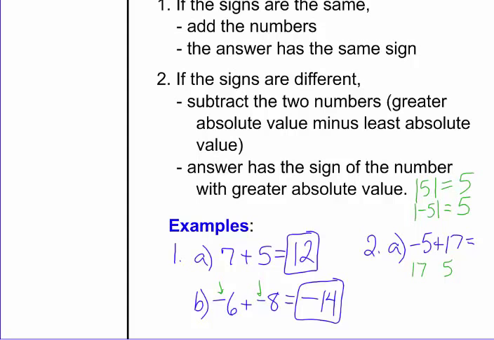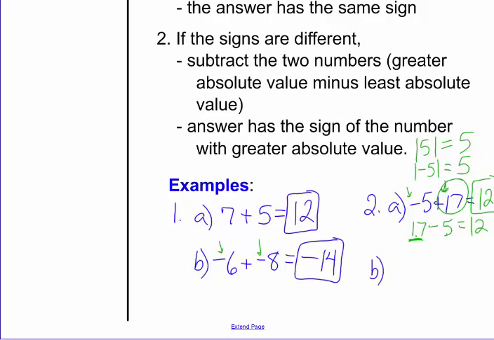And remember I said when the signs are different, you have one negative and one positive, you're going to subtract the two numbers. And we do the larger minus the smaller. So 17 minus 5 is 12. And then your answer is going to have the same sign as the larger of those two absolute values. So since 17 was bigger, you're going to use the sign that's on the 17. Since 17 is positive, your answer is going to be positive. So it's a positive 12.